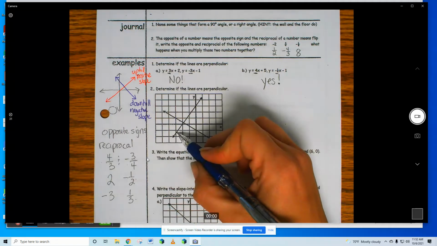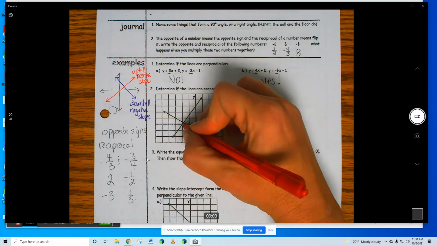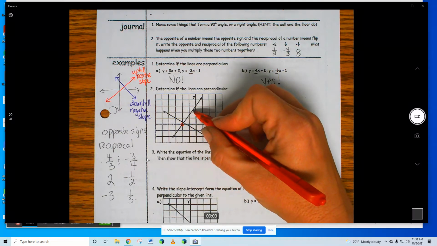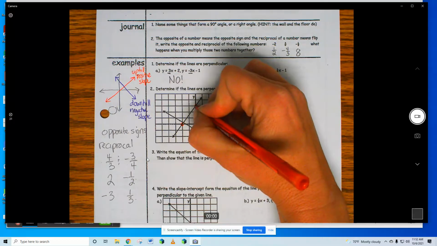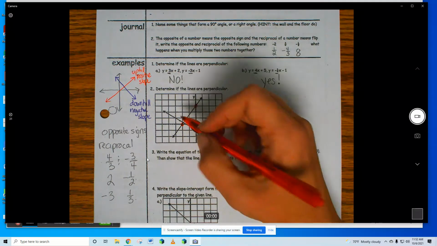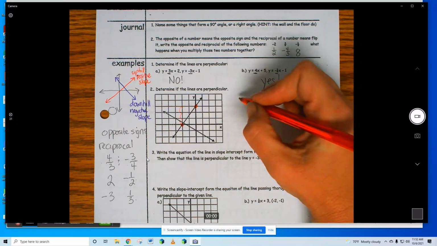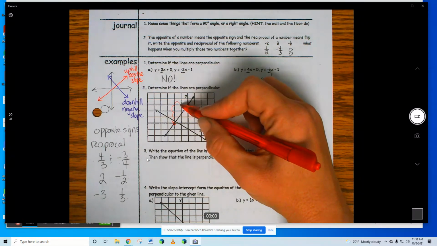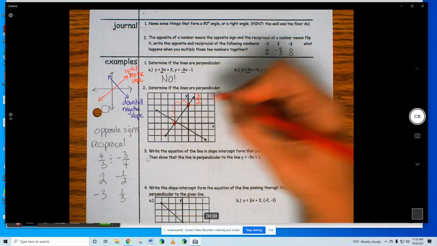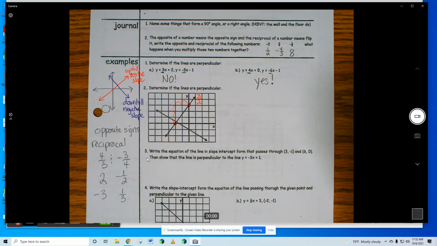I guess I should do a color. Here's 2 dots. I need to rise and run to find that slope. Rise, 1, 2, 3. Run, 1, 2. 3/2. That's the slope of the uphill line. It's positive because it's uphill.